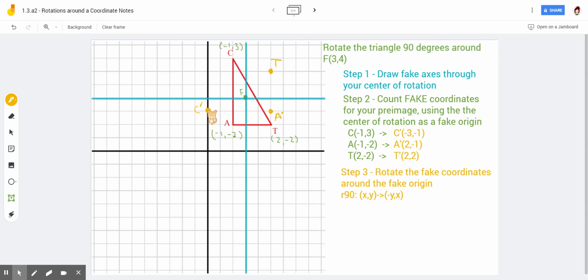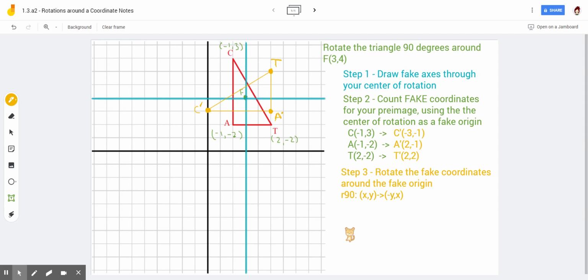And then you just connect your dots. And now I have a rotated triangle. So my triangle rotated 90 degrees, but it went around point F. That point F is still in the middle of the triangle.